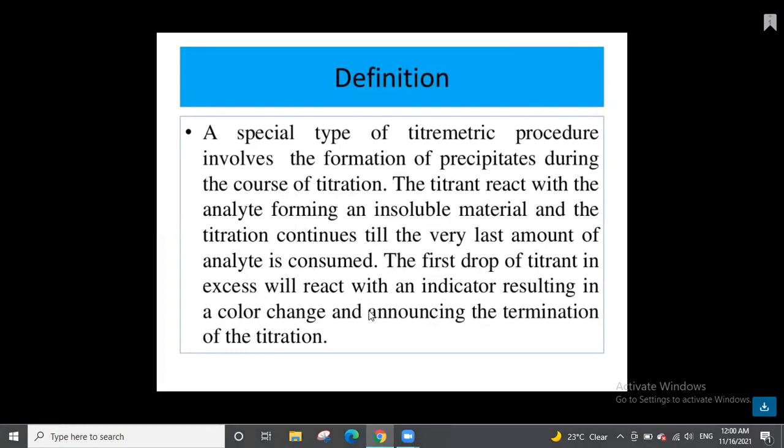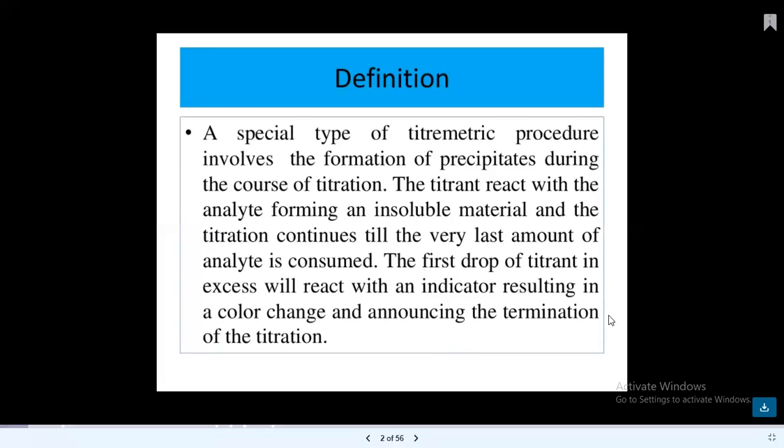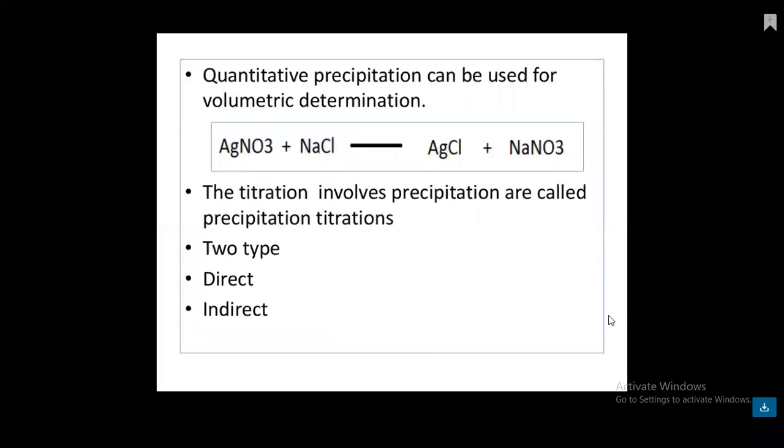Basically, this is the principle of that titration: the analyte is completely converted into a form of insoluble precipitate, and we can easily quantify the substance by this precipitation titration. Okay, this is the basic principle.